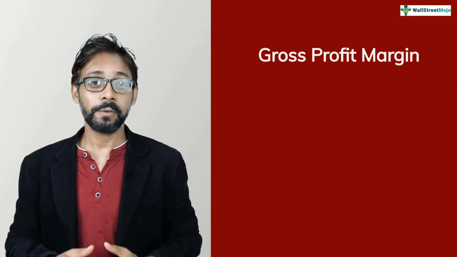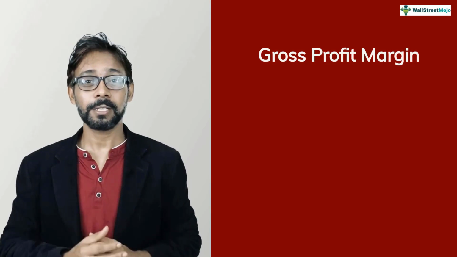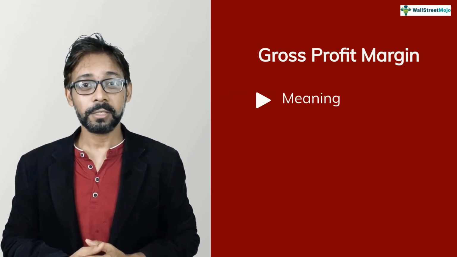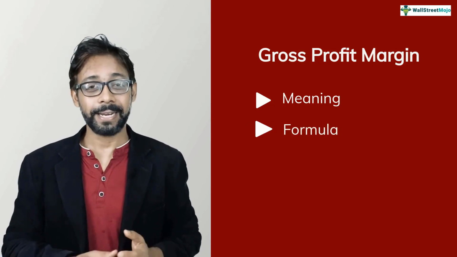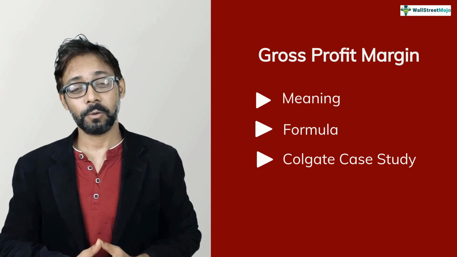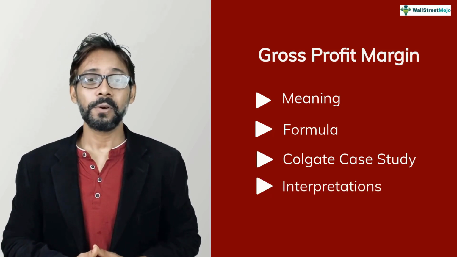So in this tutorial we basically have four things to discuss. Number one, understand what gross profit margin actually means. Number two, what's its formula and calculations. Number three, we'll calculate gross profit margins on our Colgate case study. And number four, its interpretation.